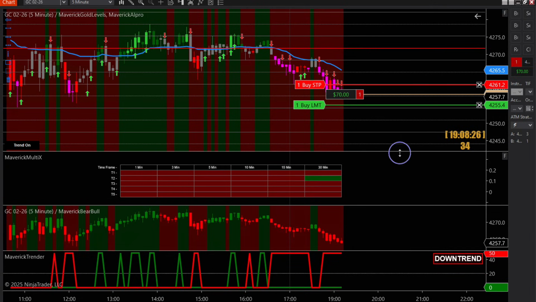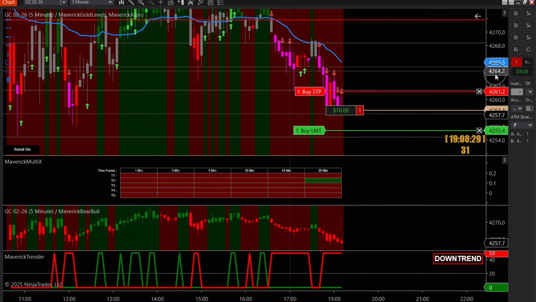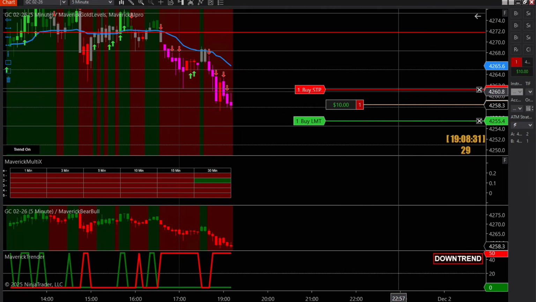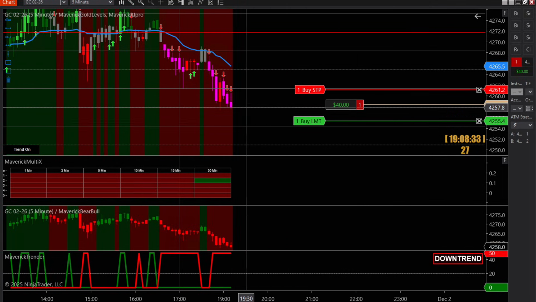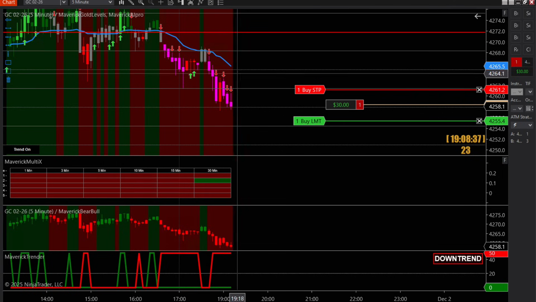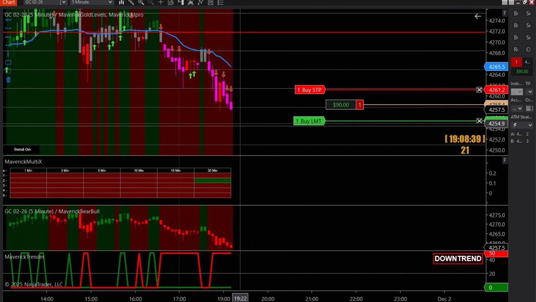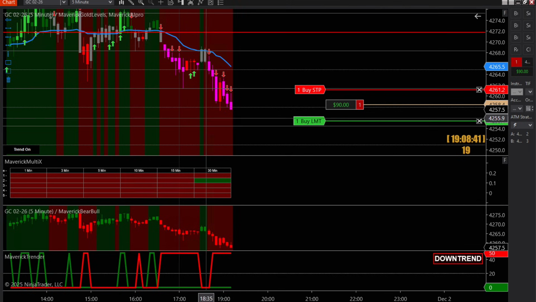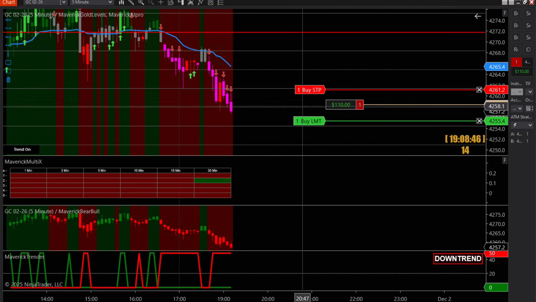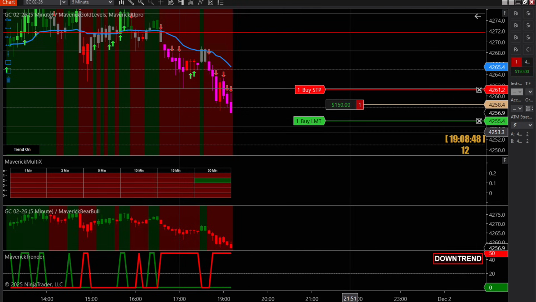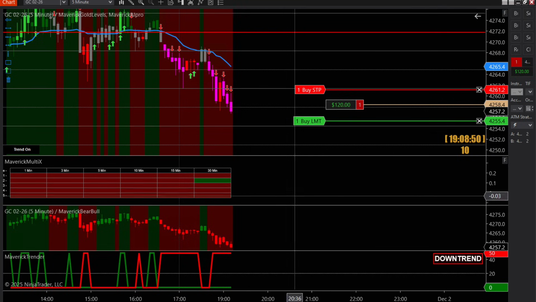All right, so why are we in this trade? Let's walk through it real quick. Let me stretch this out for you. So first off, all these lines are the Maverick gold levels. They auto print on your chart every morning at 9:20 a.m. And we started to break the Maverick gold level right here. And these levels are like magnets from level to level.